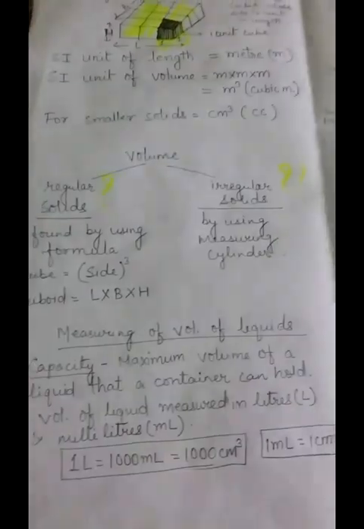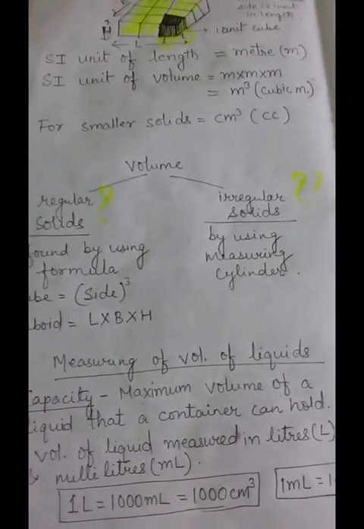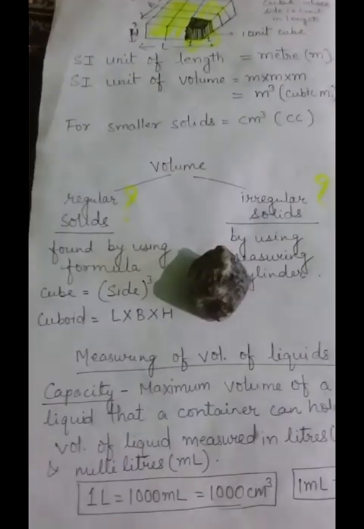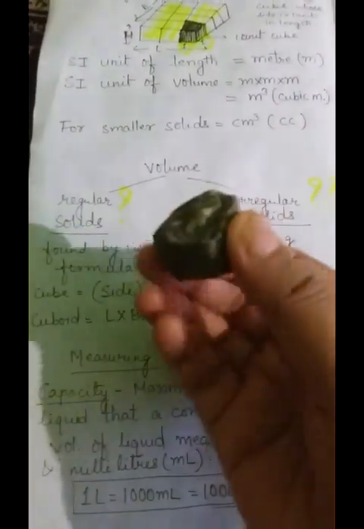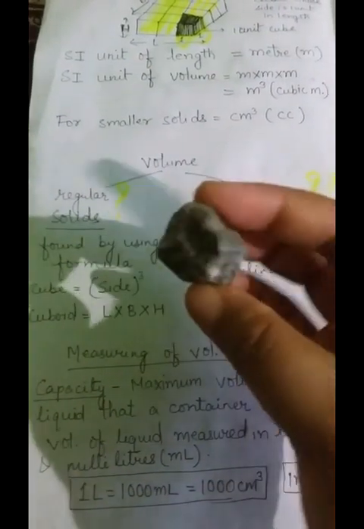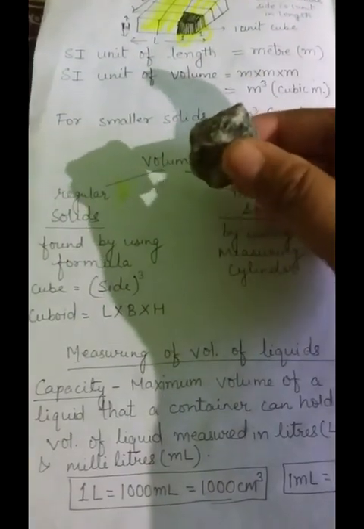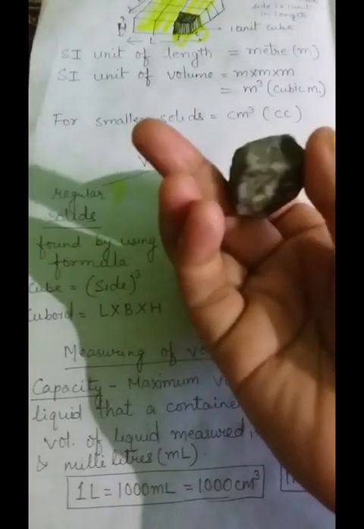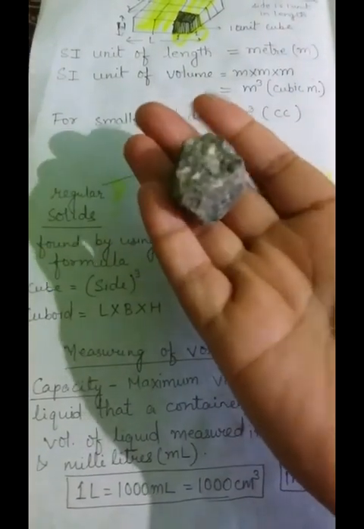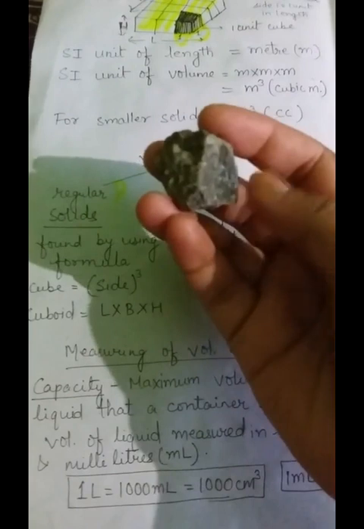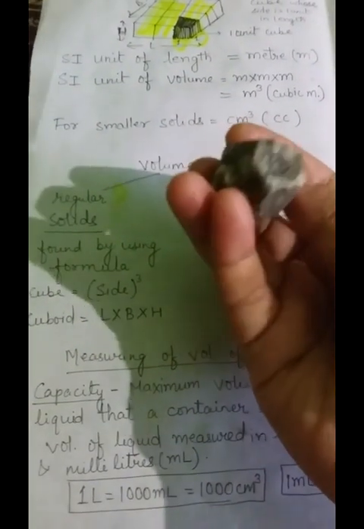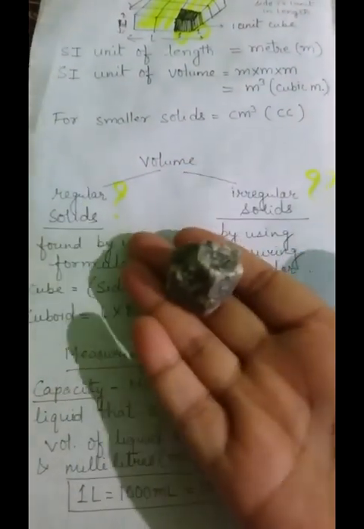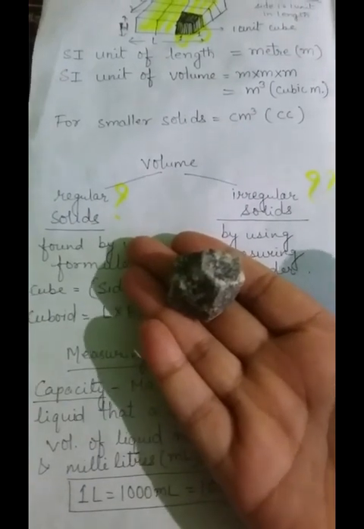But when you come to an irregular solid, for example this stone, it does not have any definite length, breadth and height. That is why it is an irregular solid. It is a three-dimensional object, but it does not have a definite length, breadth or height. That is why it comes in the category of irregular solids.